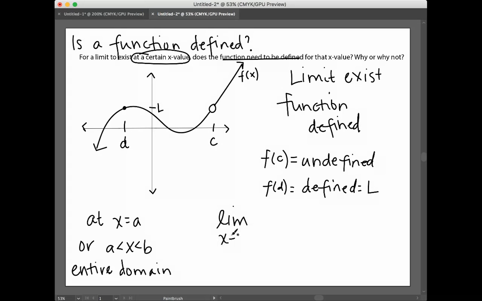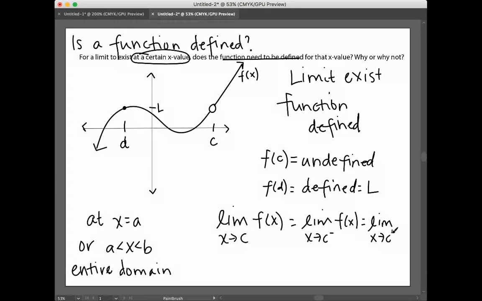Now, what does it mean for the limit to exist? For the limit as x approaches c to exist, that means that the limit as x approaches c from the left has to equal the limit as x approaches c from the right. Let's pretend that these are exactly the same height, and this is also L. So f of c is undefined, but the limit as x approaches c from both sides is the same y value, let's call it L. So the limit equals L.